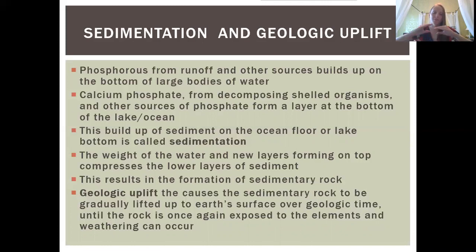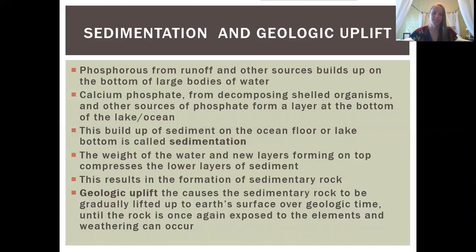And then over time, that sediment is compacted and pressed together just by the weight of the water over top of it. And that's how we form sedimentary rock. That's why sedimentary rock has so much phosphate in it.